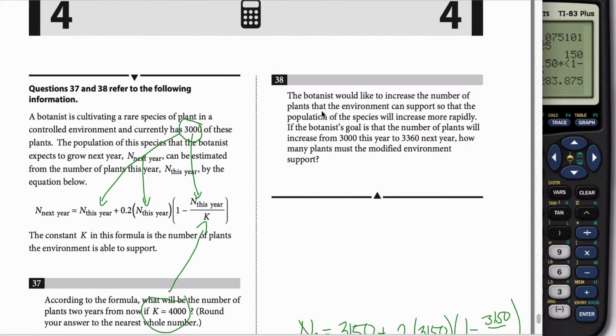Okay, what about 38? The botanist would like to increase the number of plants that the environment can support so that the population of the species will increase more rapidly. If the botanist's goal is that the number of plants will increase from 3,000 this year to 3,360 next year, so I got 3,360 equals 3,000 plus 0.2 times 3,000 times 1 minus 3,000 divided by K. How many plants must the modified environment support? Recall that K is the number of plants that the environment is able to support. So really what this problem is saying is solve this mess right here for K.